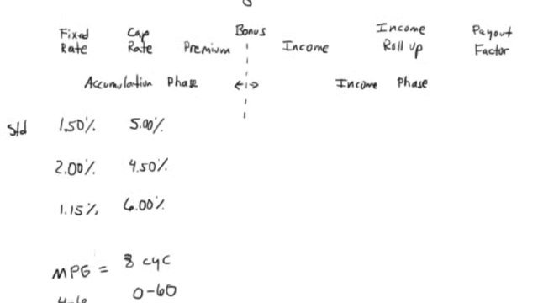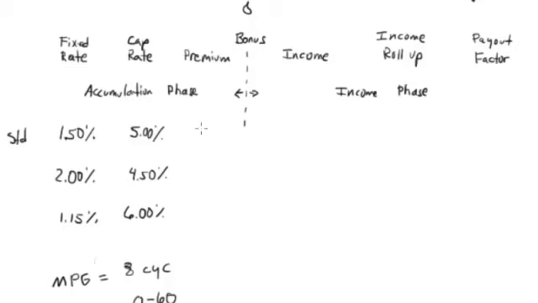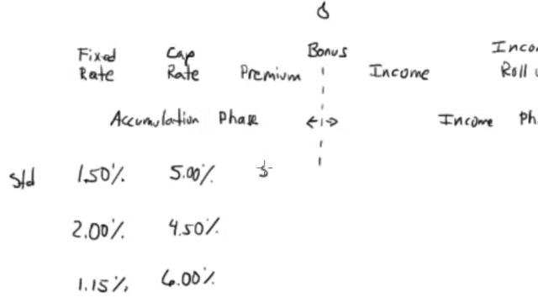Okay? So let's move on to premium. Some index annuities give you a premium bonus. So let's say they give you a 5% bonus. So if you put $100,000 in, day one you have $105,000. That sounds like a good deal. It sounds like free money.